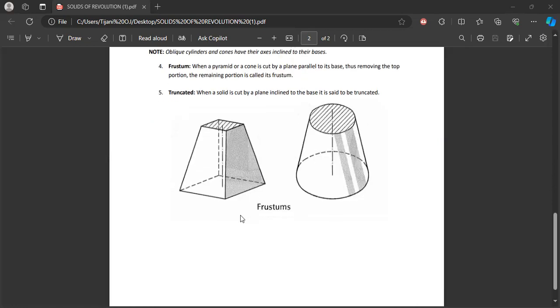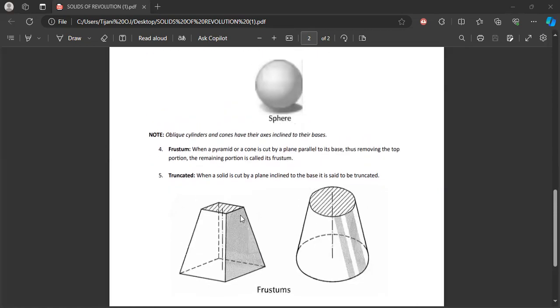So this is the information that I have about solids of revolution, as I've talked about polyhedra.